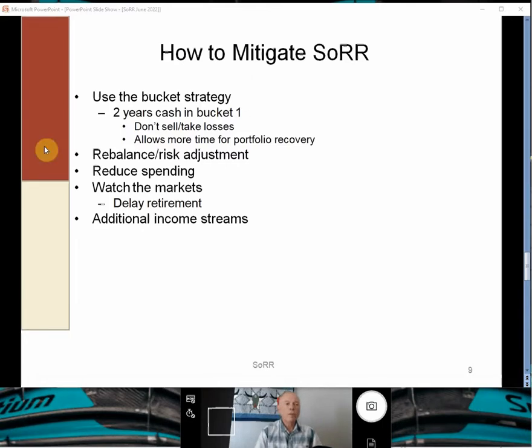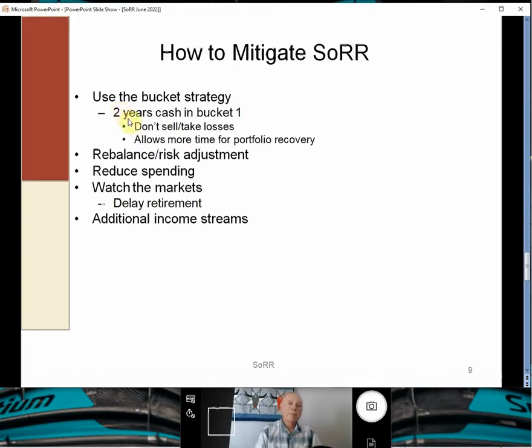So one thing is that you can use the bucket strategy. The bucket strategy is a series of 3 or sometimes 4 buckets where you group investments by type according to expenses across time periods. The way I like to set up bucket 1 is I like to have 2 years of cash in bucket 1. And the cash could be money market, those kind of things, very liquid assets, in other words.